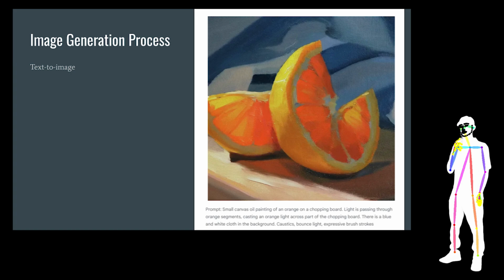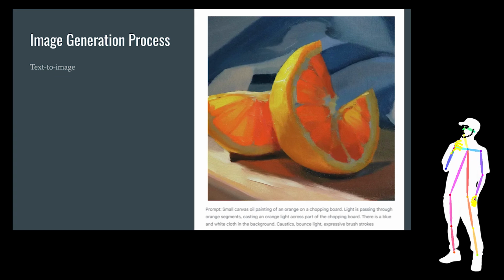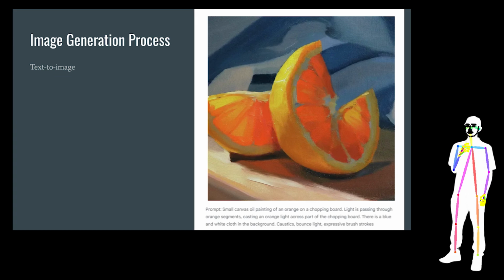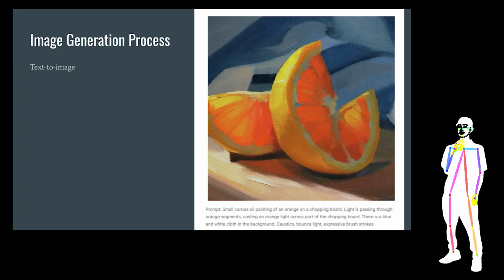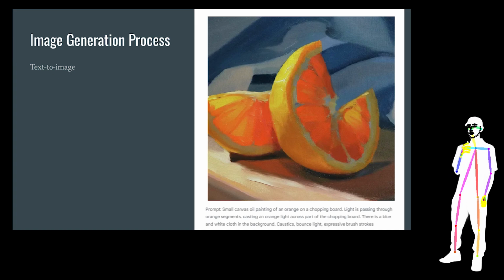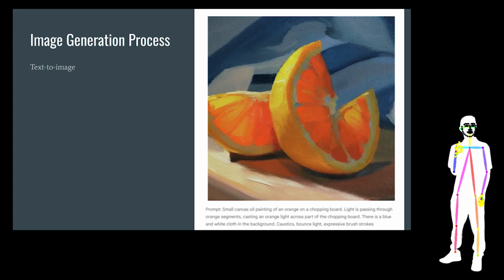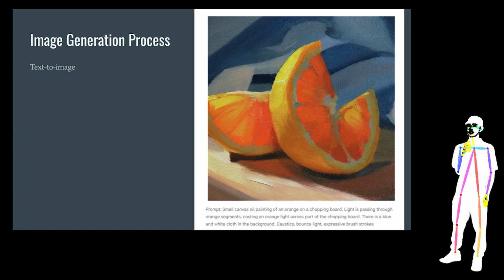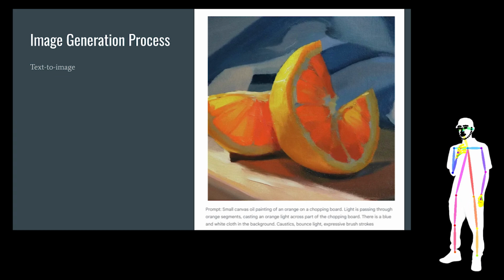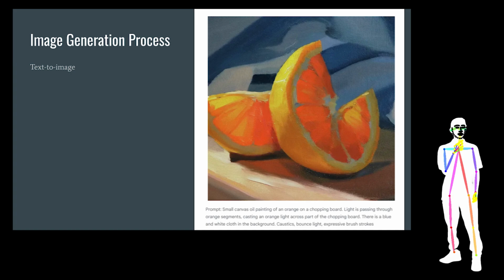So this one is from DALL-E, again. The prompt's way down there. I'm going to read it out. You've got to think of this like a shopping list of qualities that you'll find inside the image. So the small canvas oil painting, yep, right? It's on a chopping board. It's an orange on a chopping board. There's light passing through some segments. There's casting an orange light.